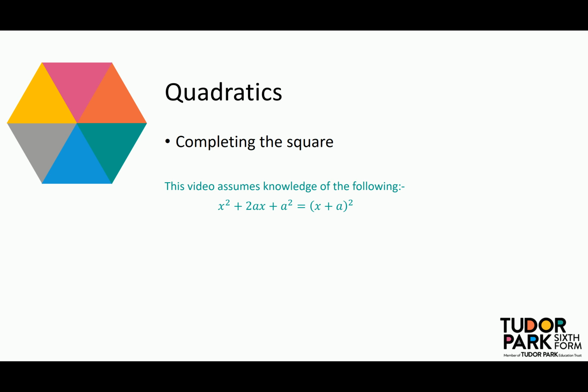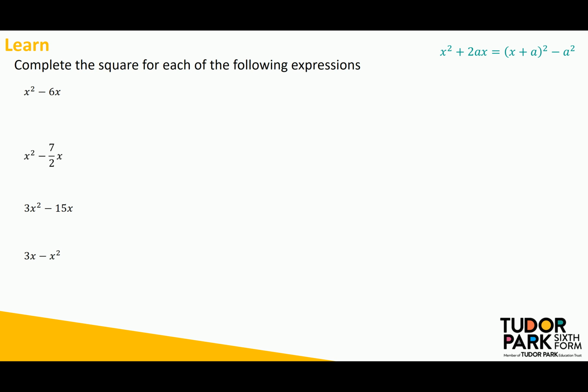So let's look now at completing the square. We know a perfect square will factorise as follows, so I can rearrange this to give x squared plus 2ax is equal to (x plus a) all squared minus a squared. And this is a useful fact that we'll use again and again, which is why it's in the top right hand corner.